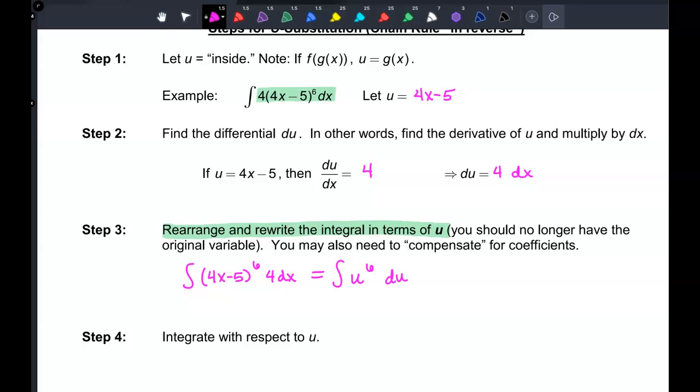Now, I purposely set it up this way. Sometimes I have this line here that says you might have to compensate for coefficients. What if we didn't get a 4 here? What if we got a 2? Okay, and I'll show you how we'll deal with that. But I purposely gave you one that had the 4 in it. But now it's easy to integrate.